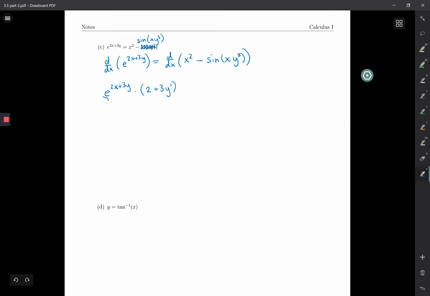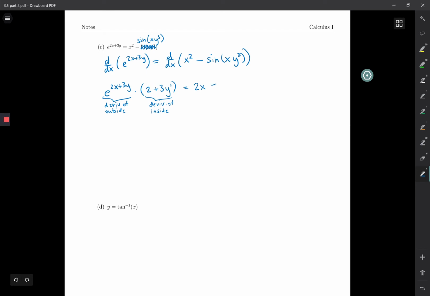So just so it's clear, this is the derivative of the outside function, and here's the derivative of the inside function. Right? Okay. Now we have the derivative of the left-hand side, so we need to differentiate the right-hand side as well. And this first piece is just the power rule, so we just get 2x in that case.